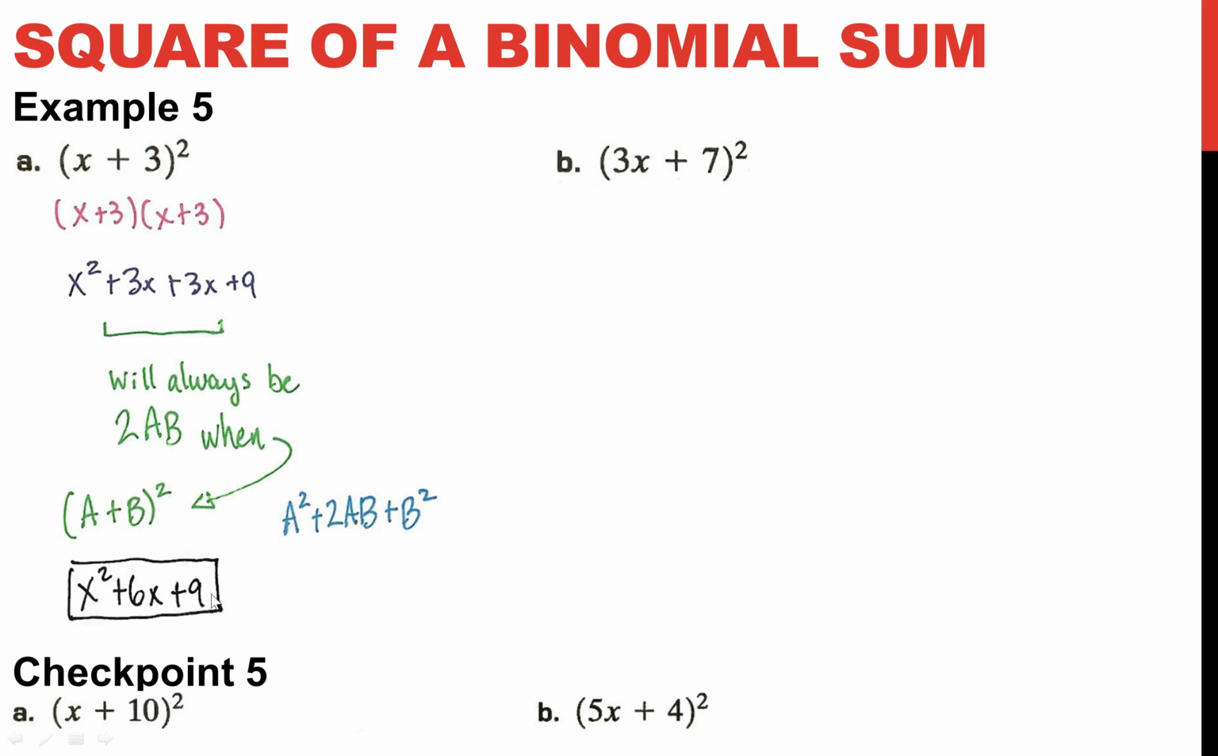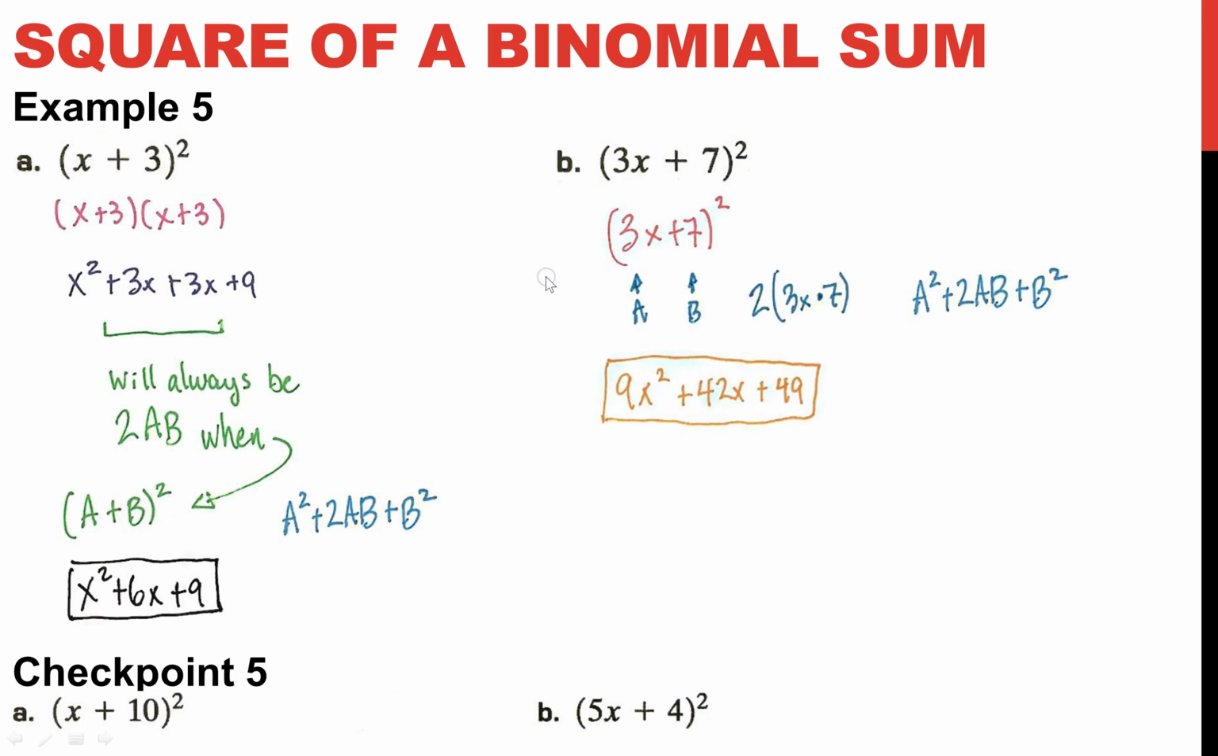Awesome. This is always true and will help with example B. So let's check it out. In example B, I know that A is 3x and B is 7. So the shortcut says 2 times A times B. A is 3x, B is 7, so 3x times 7 is 21. 21 times 2 is 42. And that's why I have 9x squared plus 42x plus 49. Of course, 3x times 3x is 9x squared, and 7 times 7 is 49.